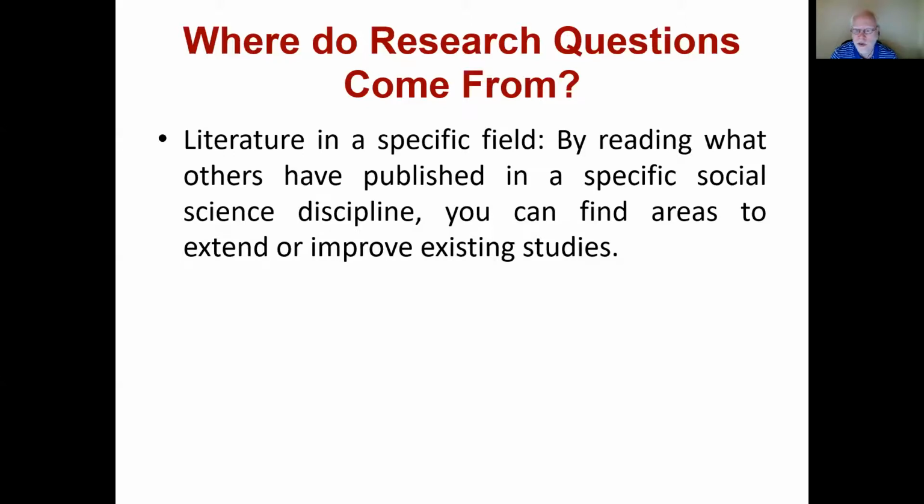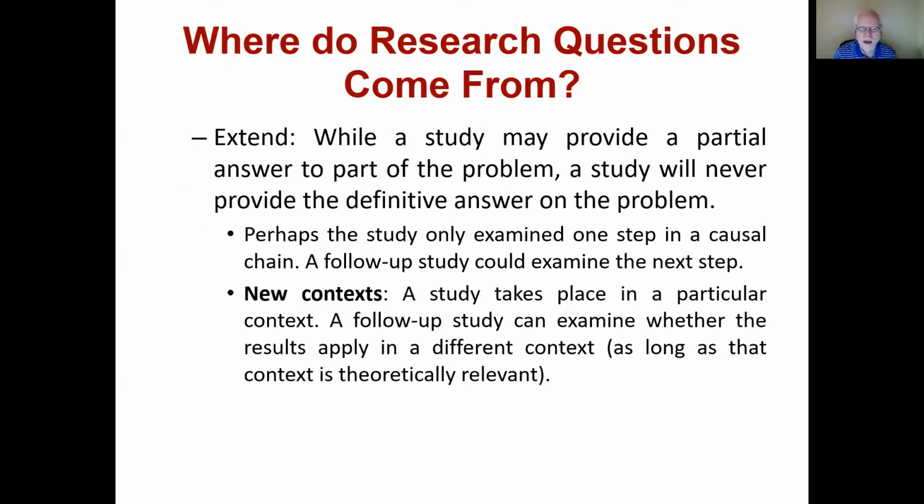You could look at literature in a specific field. By reading what others have published in a specific social science discipline, you can find areas to extend or improve existing studies. One of the best ways to find questions to ask, and this is not just about problems, this is getting more specific to research questions, is to read and see what's existing. What is the existing research? What questions are people asking? And what answers are they proposing? Because the questions they're asking and the answers they're proposing are going to help inspire other questions. So, for example, you could be looking to extend an existing study.